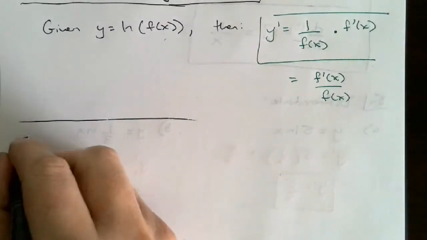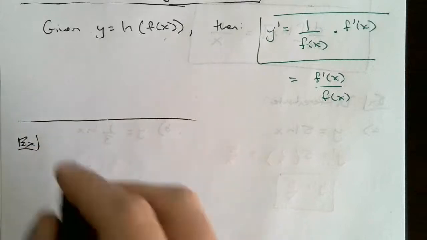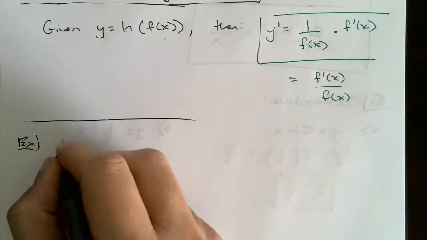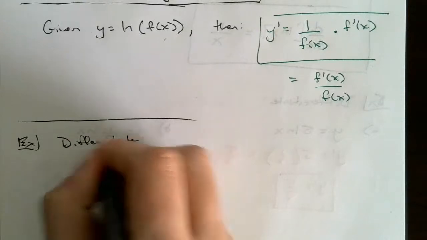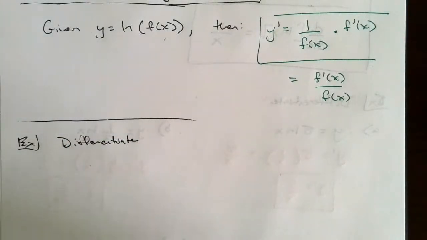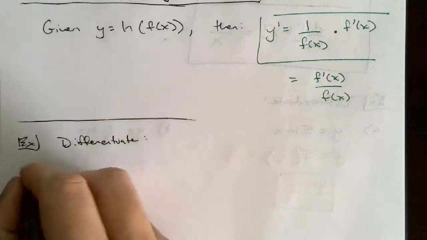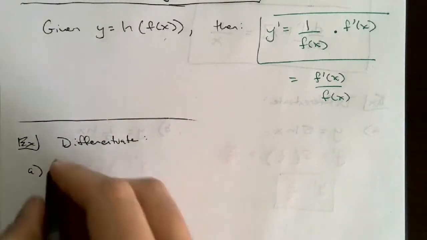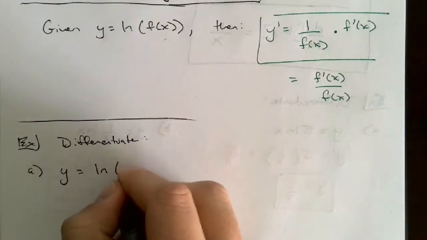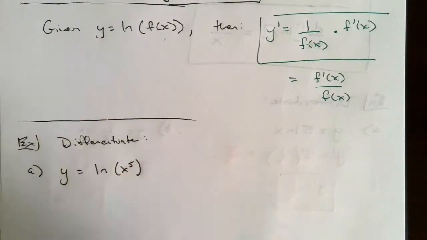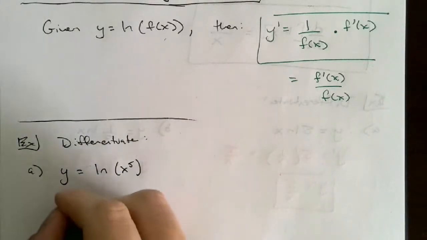So if I said we had to differentiate, alright, so find the derivative. For the first one we'll look at, I'll say, is y equals natural log of x to the fifth. So now I have a function inside of a function. So I'm using chain rule.